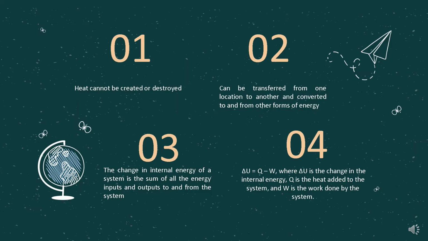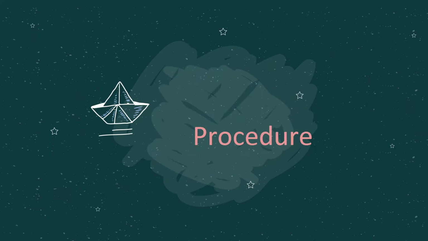This means that the first law of thermodynamics speaks about the conservation of energy, which can be simplified into 4 points. The first one is heat cannot be created or destroyed. Second, heat can be transferred from one location to another and converted to and from other forms of energy. Third, the change in the internal energy of a system is the sum of all the energy input and output to and from the system. Number 4 is ΔU equals Q minus W, whereas ΔU is the change in the internal energy, Q is the heat added to the system, and W is the work done by the system.